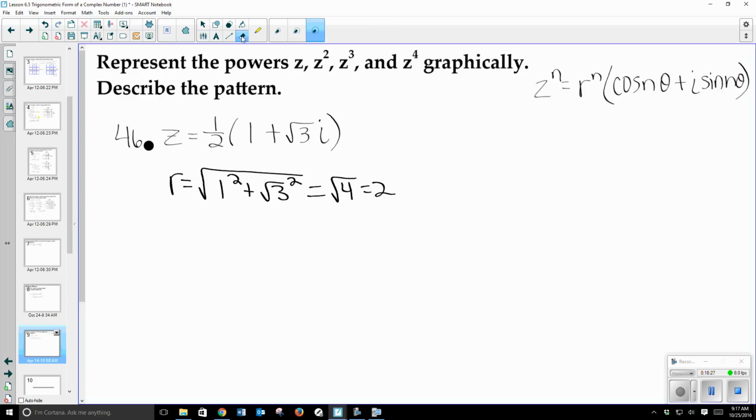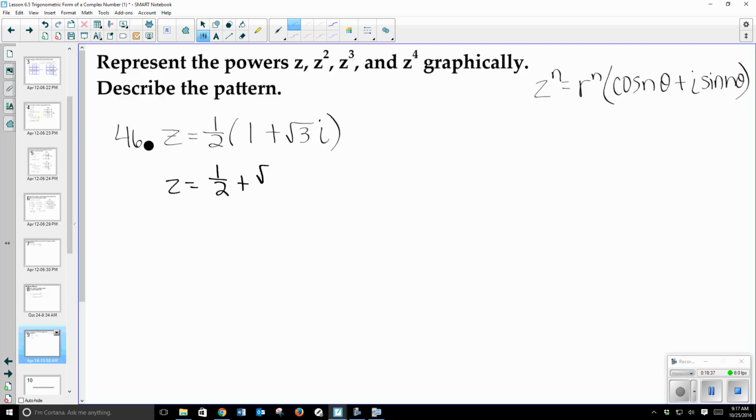I'm sorry, I have messed this up. Guess what I didn't do? I didn't distribute the 1/2. The 1/2 affects that. So z is equal to 1/2 plus √3 over 2i. Now I can find the radius.